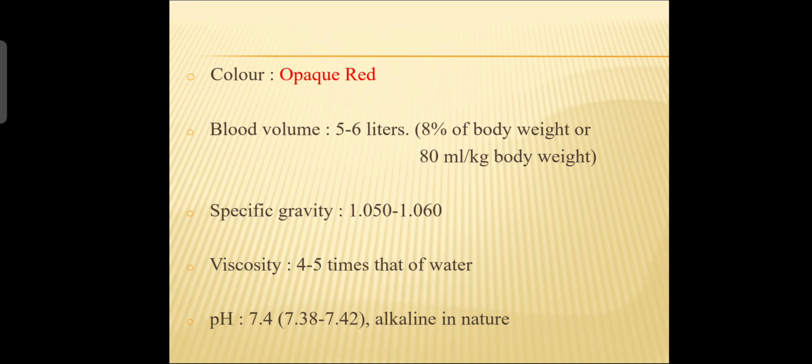What are the characteristics of the blood? So the color of the blood is opaque red. The blood volume is 5 to 6 liter, so 8% of the body weight, 80 ml per kilogram body weight. The specific gravity of the blood is 1.05 to 1.06. Viscosity of the blood is 4 to 5 times more than the water. The pH is 7.4, alkaline or neutral.